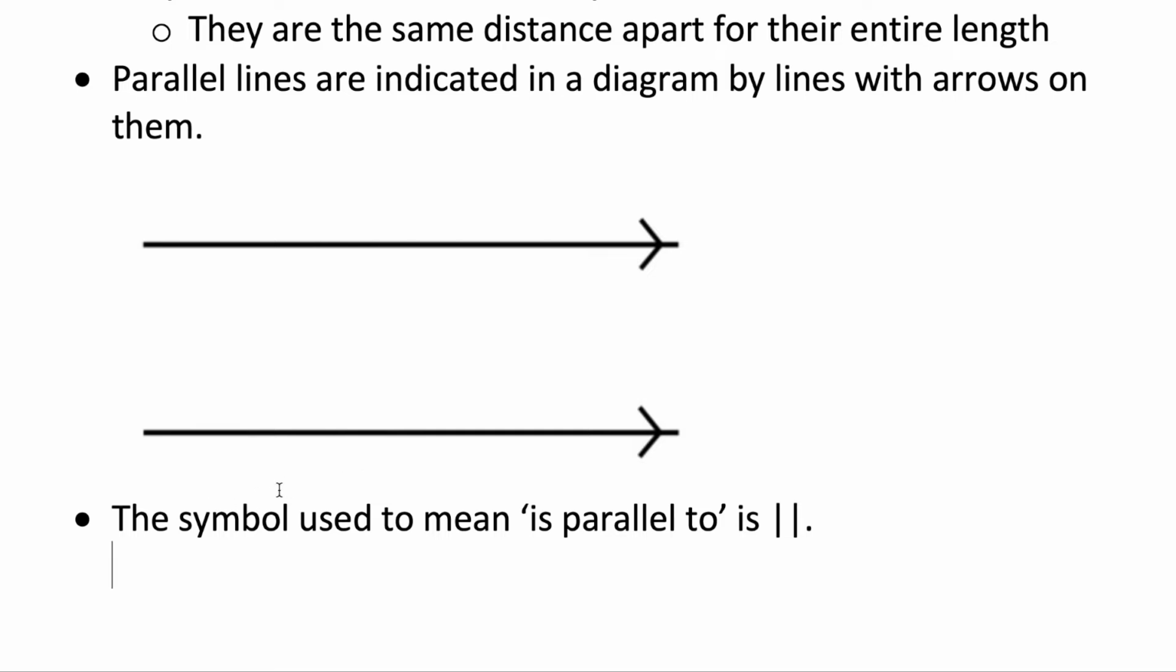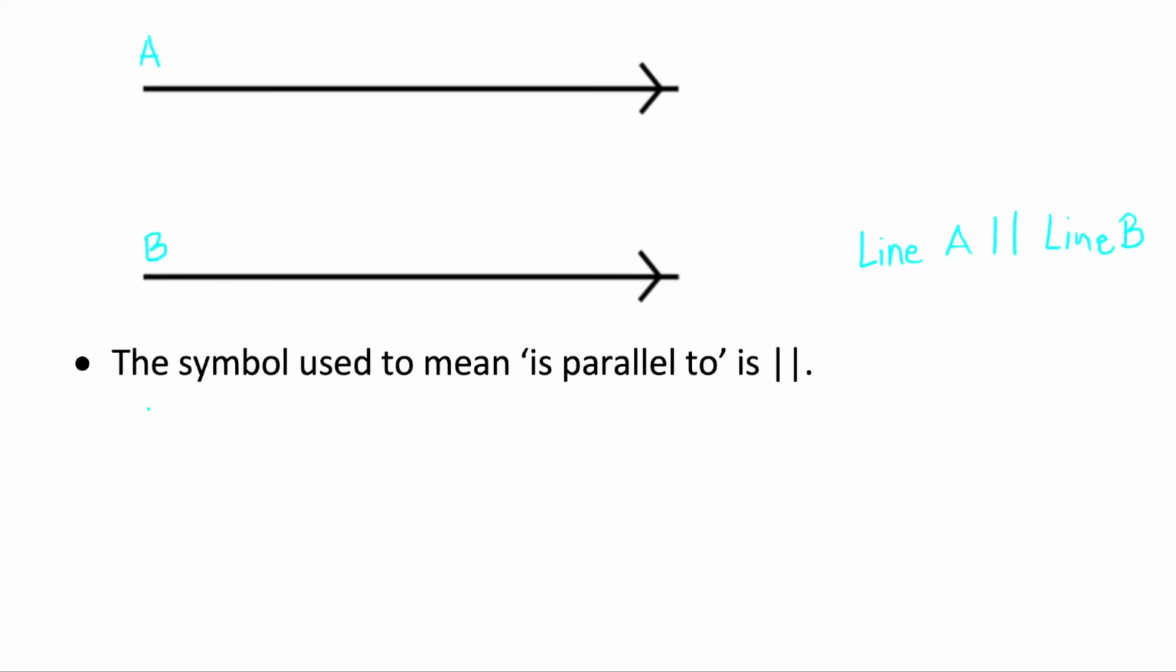When we are talking about two lines, the symbol that we use to mean parallel to will be these two lines, okay? So I can say something like line A is parallel to line B, if I call this line A and this line B. Okay, wonderful.